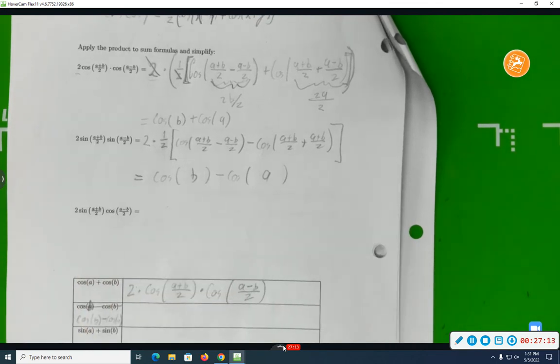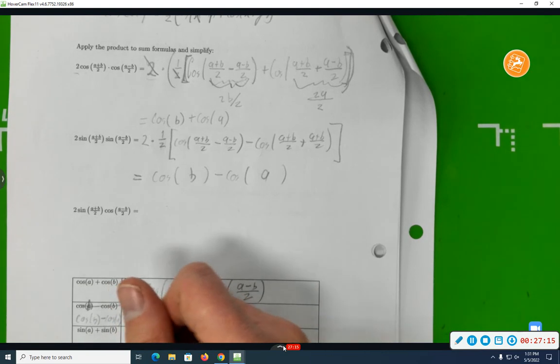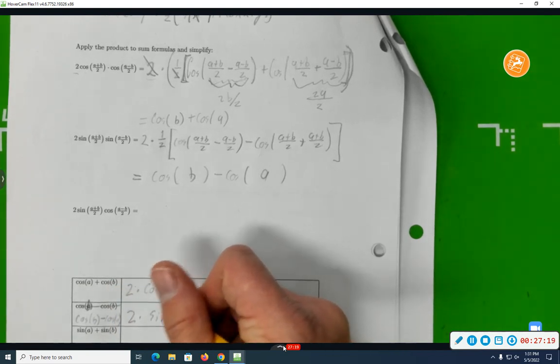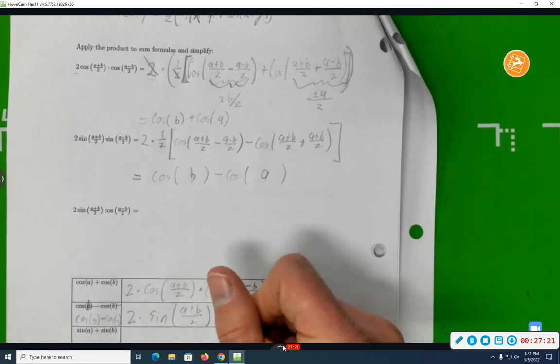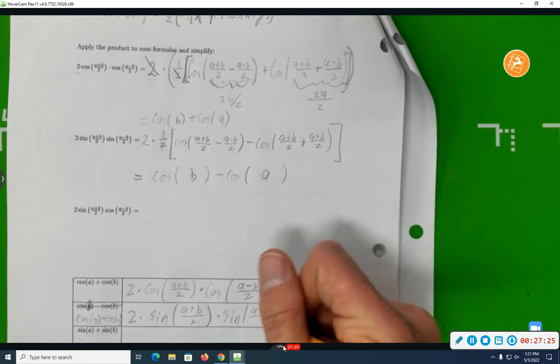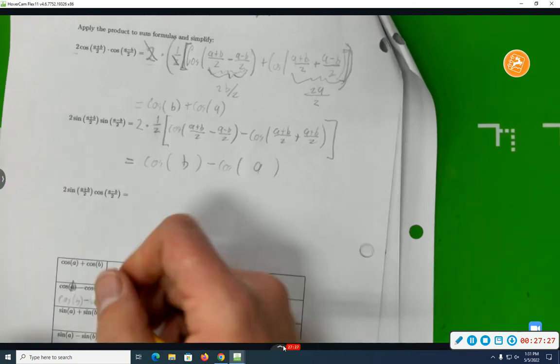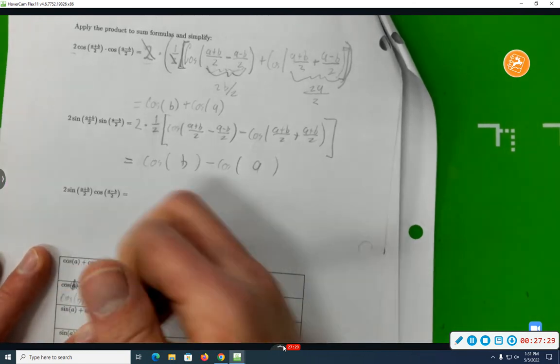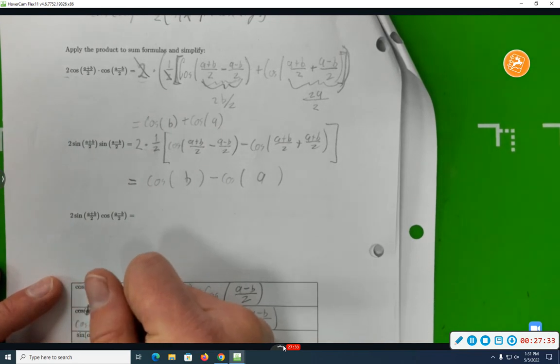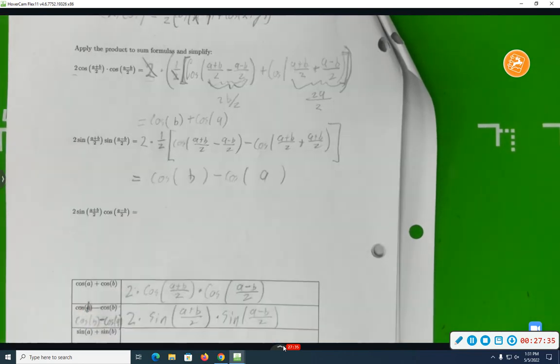Cosine of B minus cosine of A is the same as 2 times the sine of the sum times the sine of the difference. Cosine B minus cosine of A. Nice.